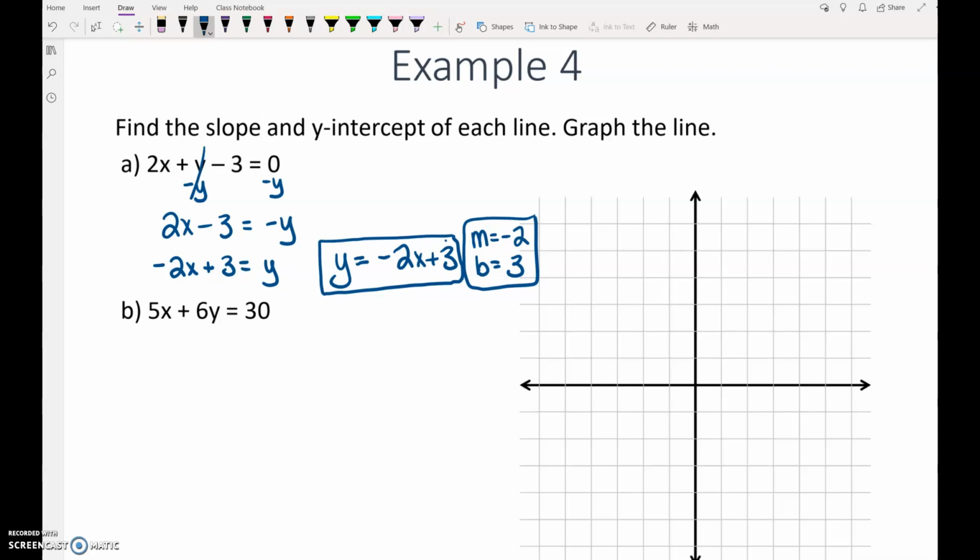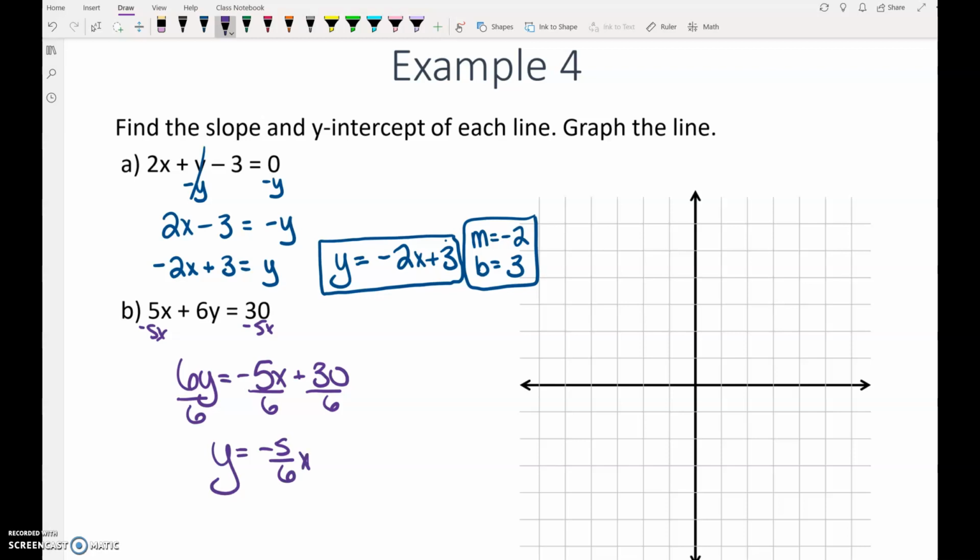How about part B? What do we do in part B to get this in slope-intercept form? Minus 5x. So we have 6y equals negative 5x plus 30. Divide everything by 6. And then you would identify your slope is negative 5/6. Your y-intercept is 5.